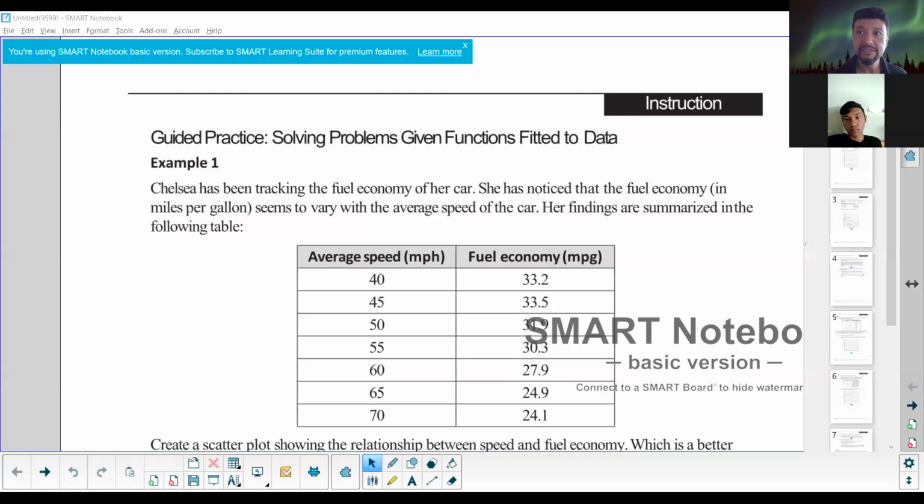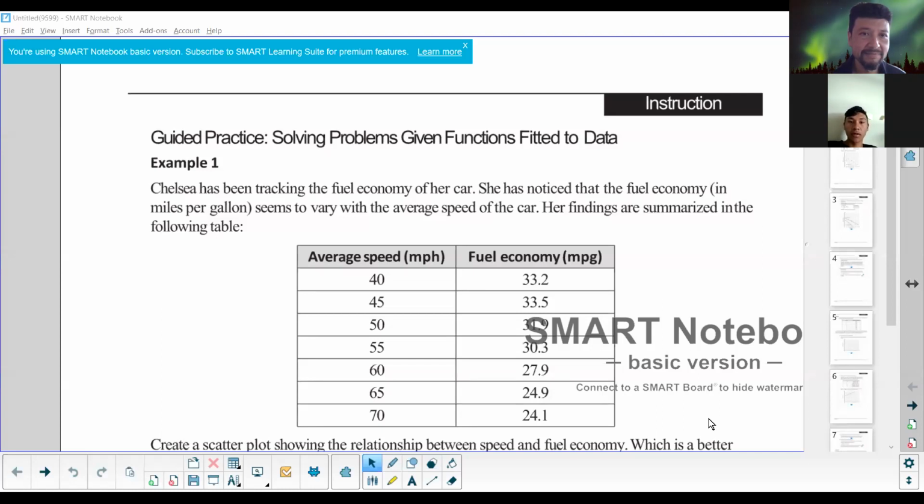Marcus, say hi. All right, and today we're going to cover looking at what fits data better sometimes and what we could do. So let me share that screen with you, and let's go ahead and start. Marcus, go ahead and read what it says here. Guided practice, solving problems given functions fitted to data.